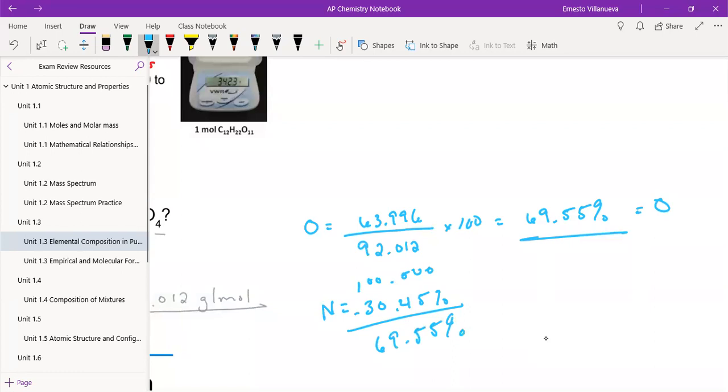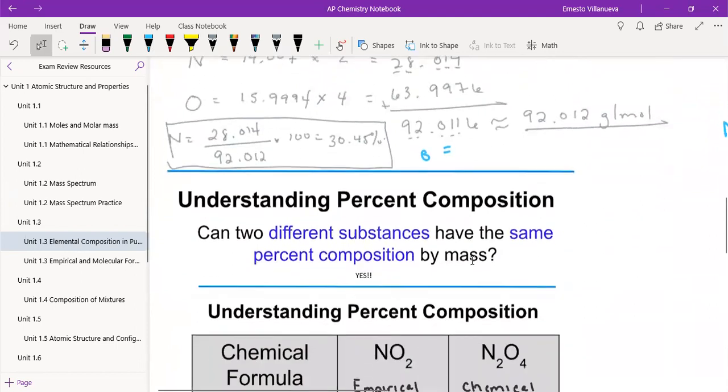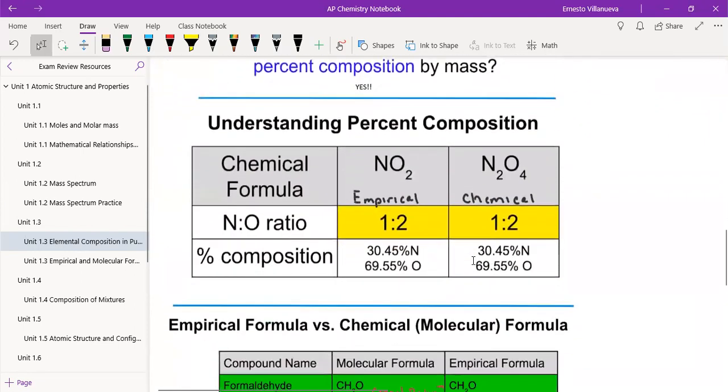Remember, because the percent composition has to add up to 100%. So you can do it either way. But that's pretty much it, guys. That's pretty much percent composition in a nutshell. When you're looking at percent composition, there are certain times when you're going to see this when we start getting into empirical and chemical formulas.